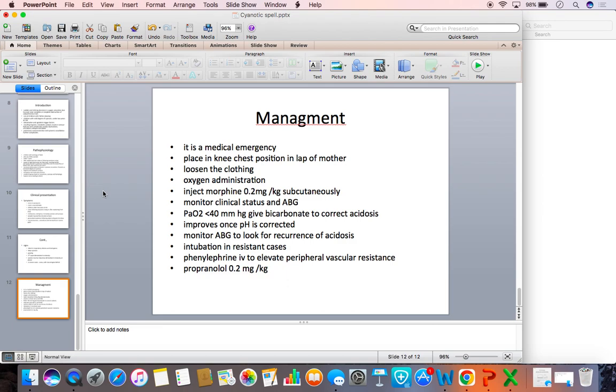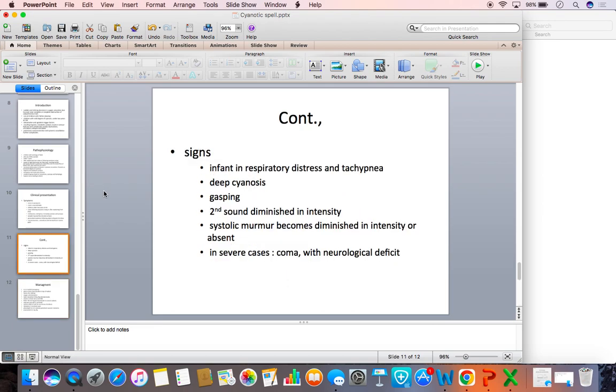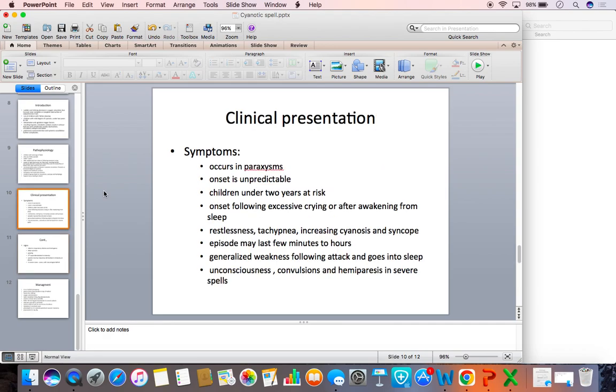With all these abnormal hemodynamics, the child presents with restlessness, tachypnea, increasing cyanosis, and sometimes the child will go into syncope, comes to the emergency with the history of seizures.